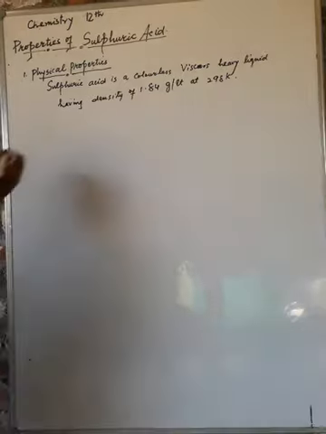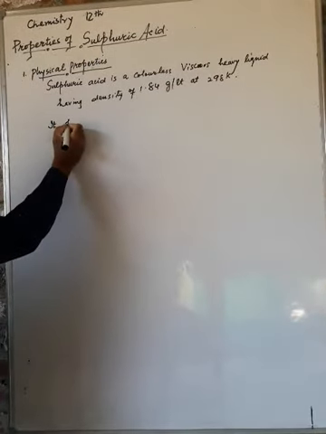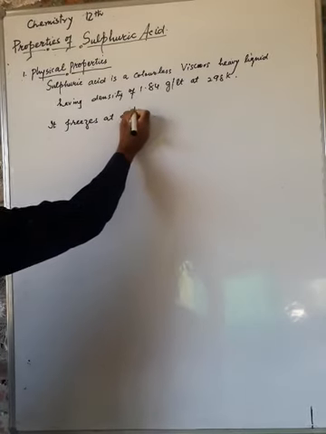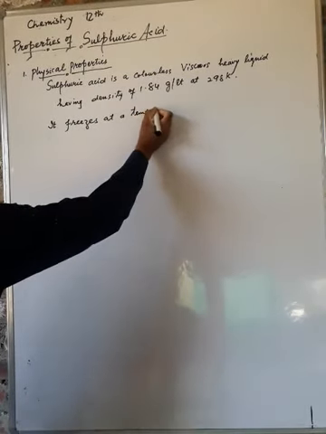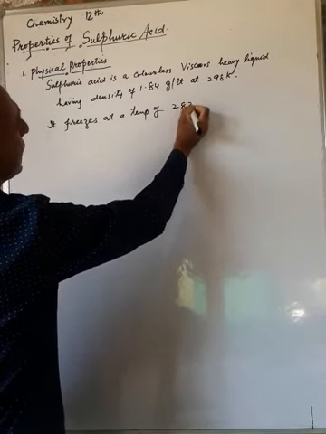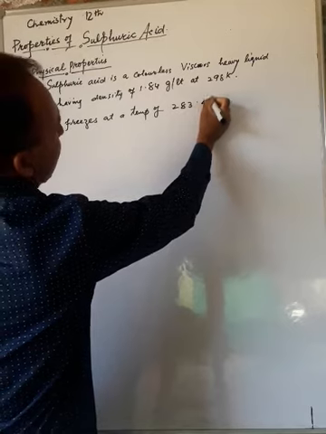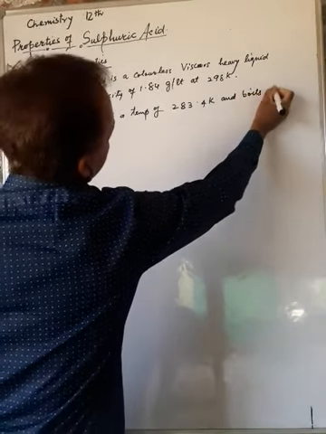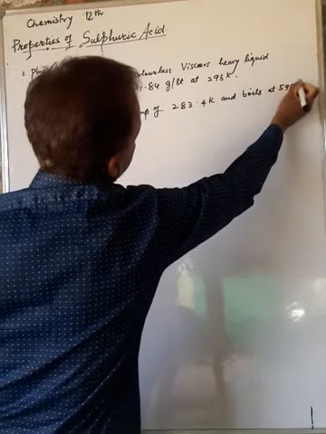This sulfuric acid, it freezes at a temperature of 283.4 Kelvin and boils at 590 Kelvin.